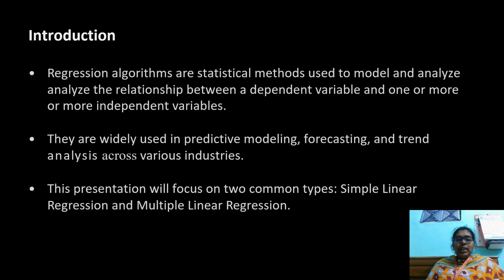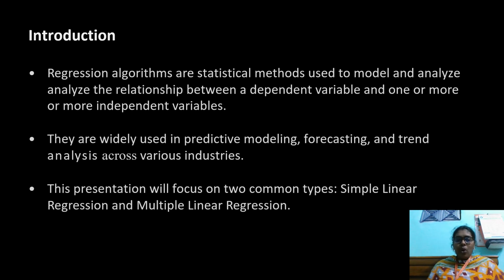Introduction. Regression algorithms are statistical methods used to model and analyze the relationship between a dependent variable and one or more independent variables. The model is used to analyze the relationship of the data and variables, where the dependent variable depends on the independent variables. It is widely used for prediction, modeling, forecasting and trend analysis across industries.